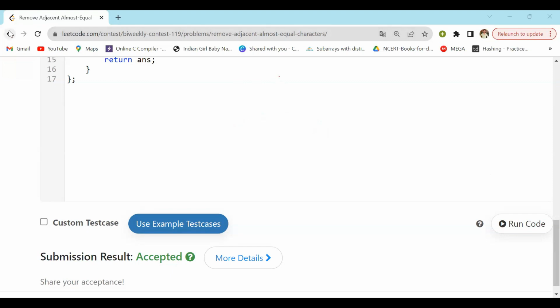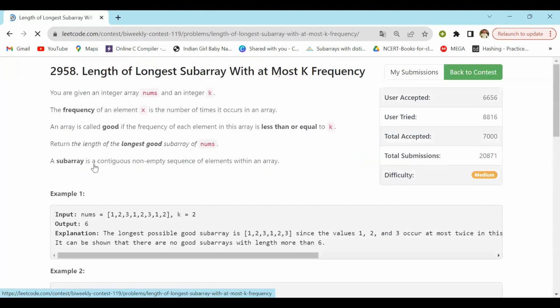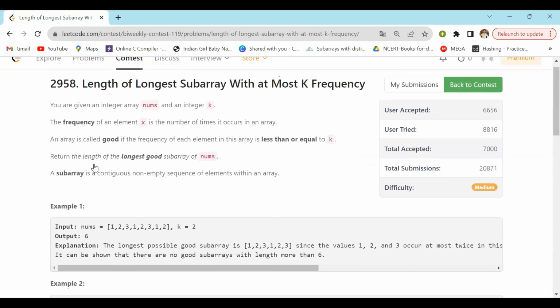Okay, moving ahead to the third question, or probably the last question of the day. You are given an integer array nums and an integer k. The frequency of an element x is the number of times it occurs in an array. An array is called good if the frequency of each element in the array is less than or equal to k. Return the longest good subarray of nums.